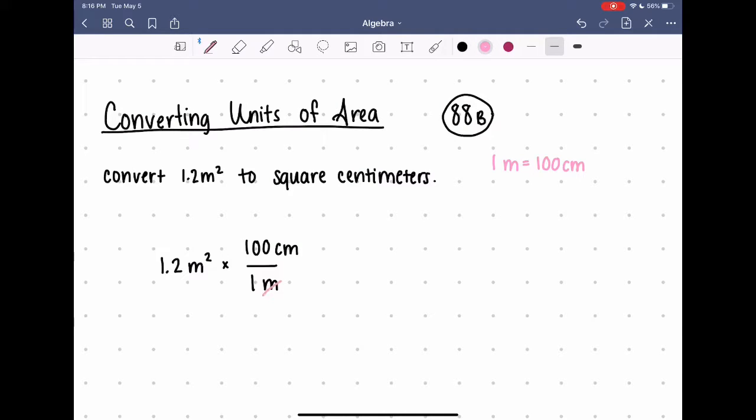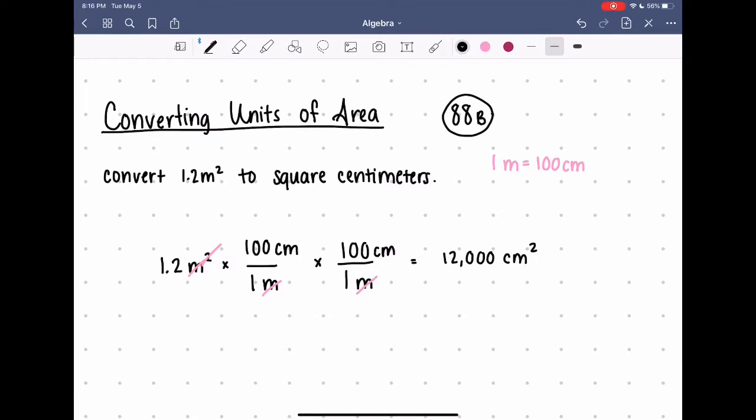And that will only cancel out 1 of those m's, so now I'm going to have to do it again. And now I'm getting rid of the second m. So I'm going to do 1.2 times 100 times 100, which equals 12,000 centimeters squared.